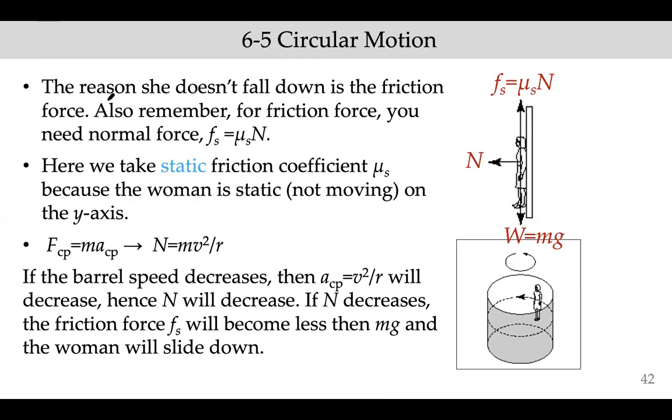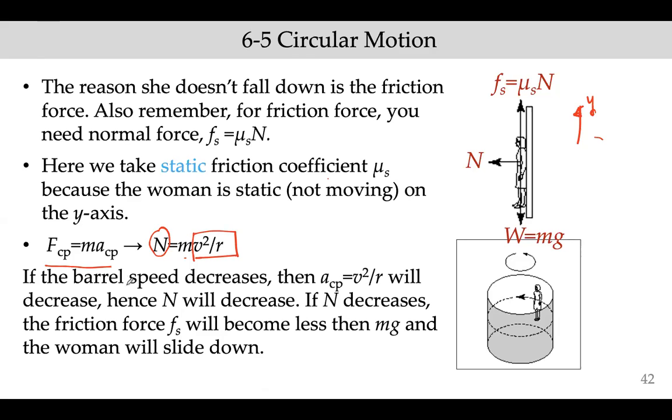And what about falling down? Well, the reason that she doesn't fall down is the friction force. Also remember, for friction force, you need a normal force. If there's no normal force, then there's no friction force. Here we take static friction coefficient, mu s, because the woman is static, she's not moving, on the y-axis. So this is the y-axis. She is static on the y-axis. Now, if you write F equals ma for circular motion, then the only force is normal force, and on the right-hand side, I have m, and I have the centripetal acceleration.